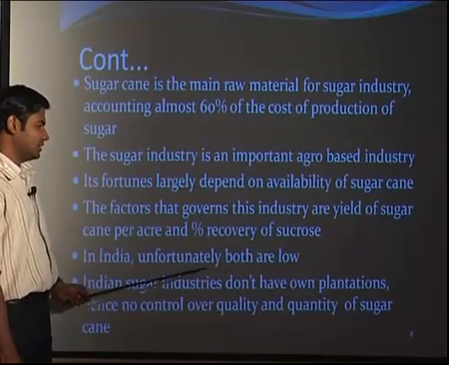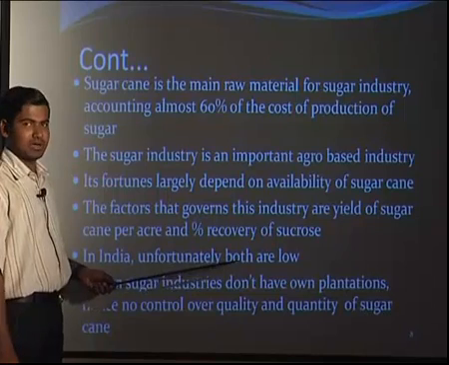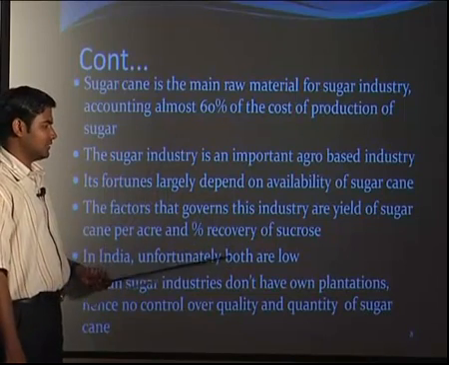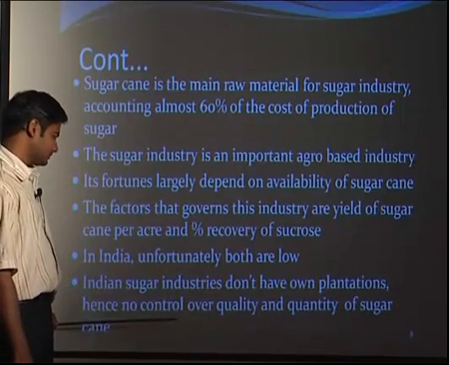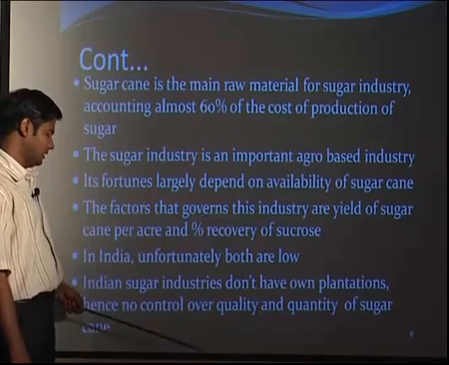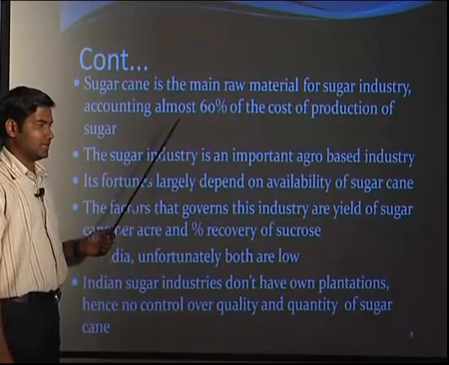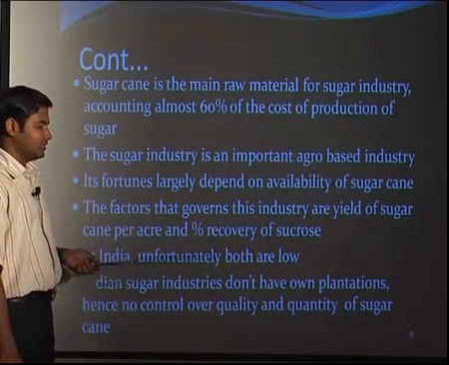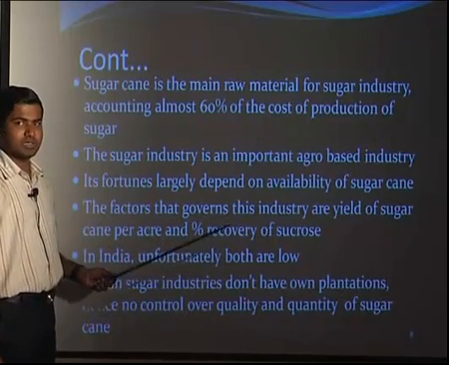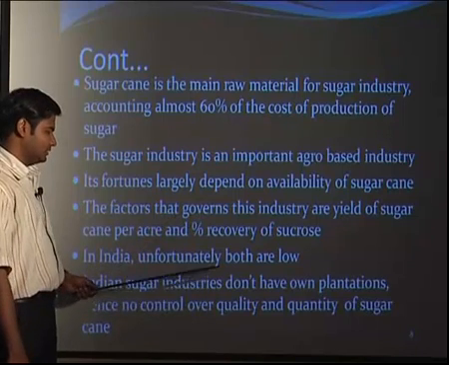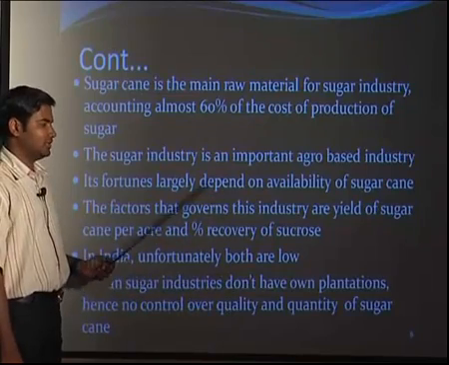Unfortunately, in India both are low. India's sugarcane yield per acre and the percentage recovery are both low, so the economics is affected by these things. Indian sugar industries don't have their own plantations, hence no control over the quality and quantity of sugarcane. Though the sugar plants are located near the raw material, the raw material is not produced by the industries. They have to depend upon sugarcane production by the farmers in that area, so they do not have control over the quality and quantity of the sugarcane produced in nearby fields.